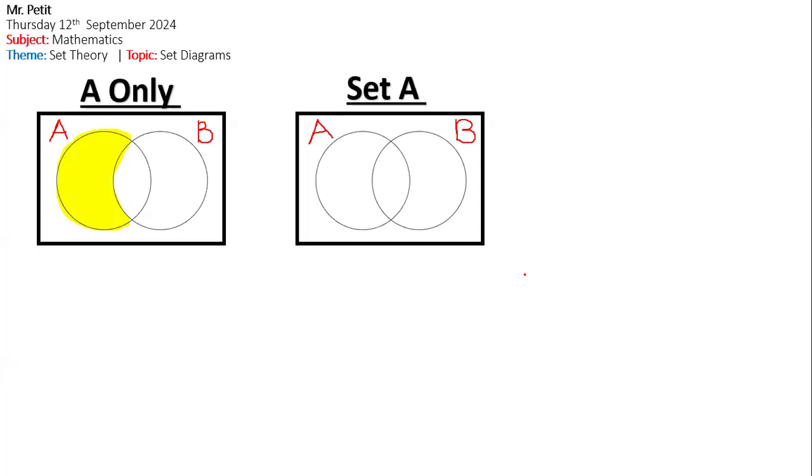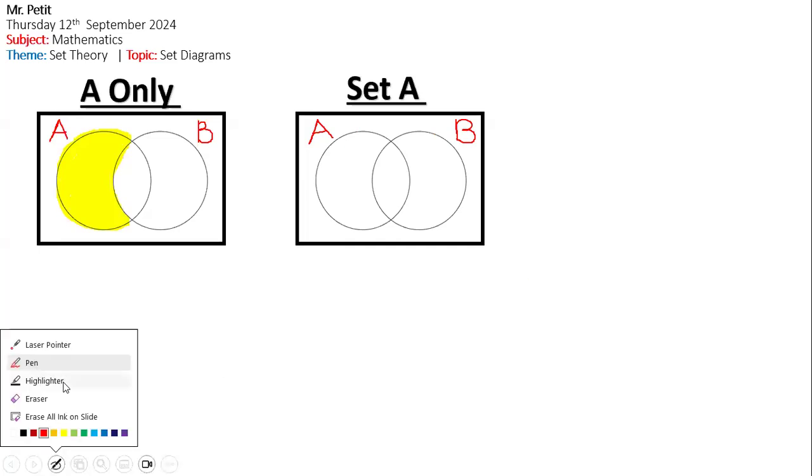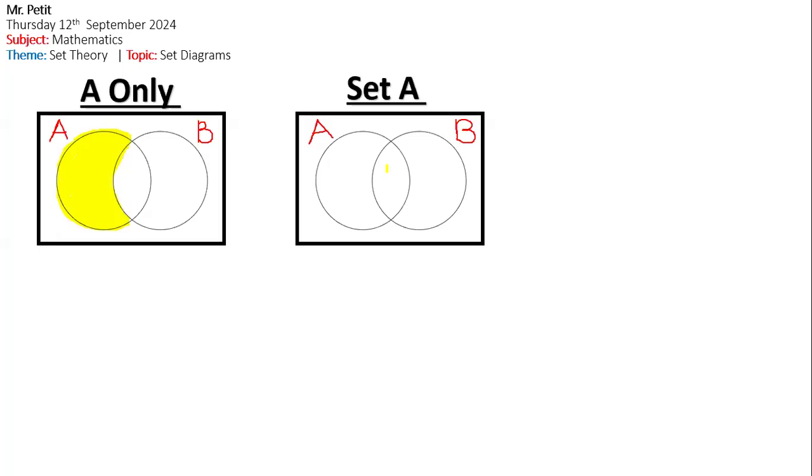For set A, you shade in the entirety of A and the intersection because it's not saying A only, it's saying set A. Do y'all agree with him? He's saying that we include the intersection this time. I agree. Yes. So for A it's going to be all of this, including the intersection. Yes, sir. Okay, and I agree with you all.